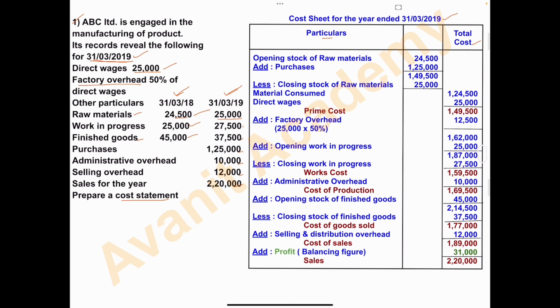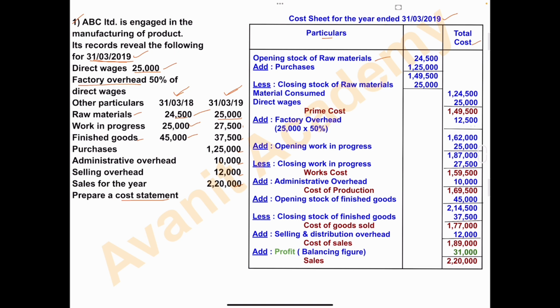First, what we have to take? Information related to raw material. All these things we have already discussed, that is the format of the cost sheet. So first we have to take information related to raw material. The cost sheet starts with the opening stock of raw material. So first we have to take the opening stock of raw materials.